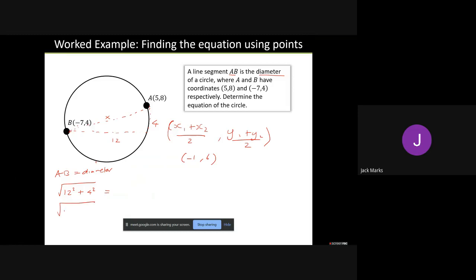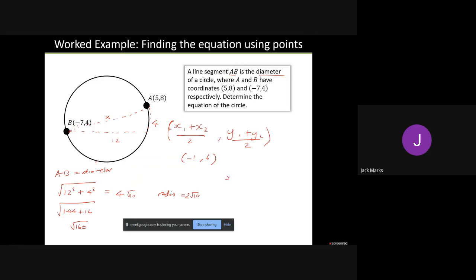So what's that? The square root of 144 plus 16, so it's root 160. That simplifies to 4 root 10. So if that's the diameter, then the radius is half of that. Half of 4 root 10 is 2 root 10.